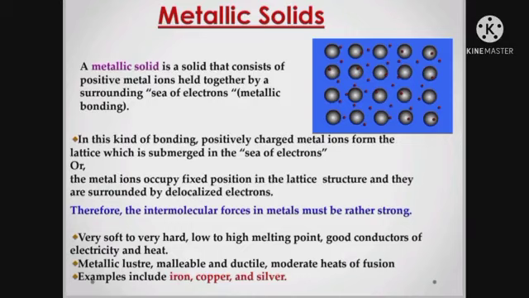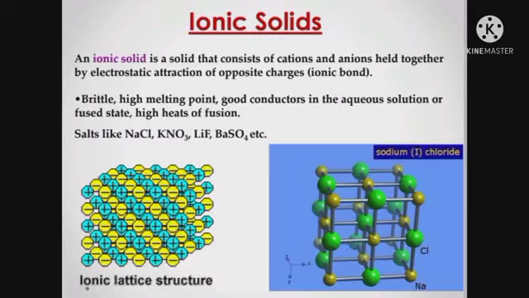A metallic solid is a solid that consists of positive metal ions held together by a surrounding sea of electrons, which is called metallic bonding. Metallic solids have the following properties: they are very hard, having low to high melting point, and are good conductors of heat and electricity. Examples of metallic solids are iron, copper, and silver. And last one is ionic solid.